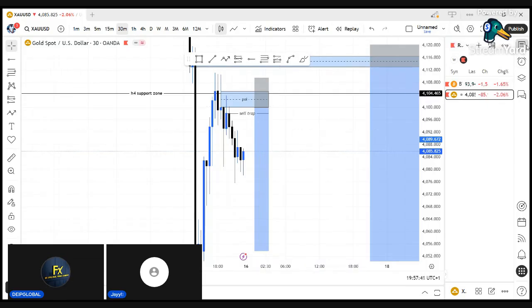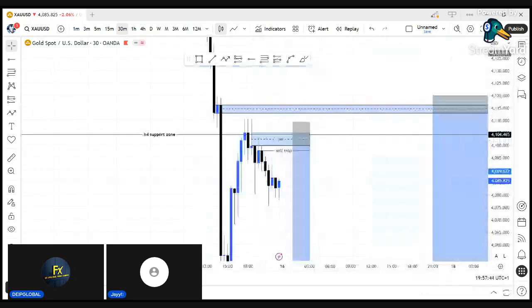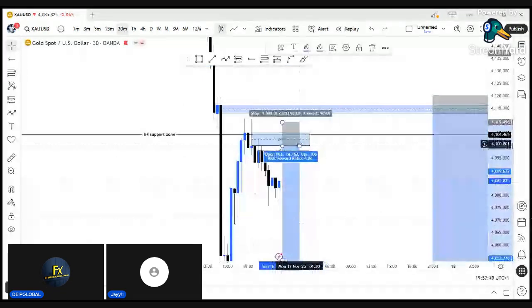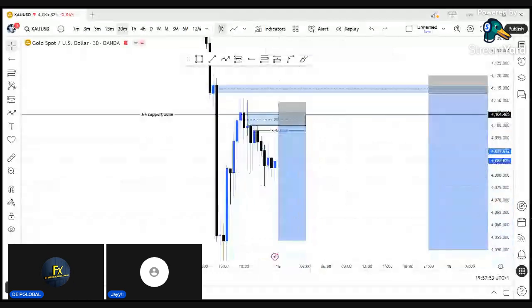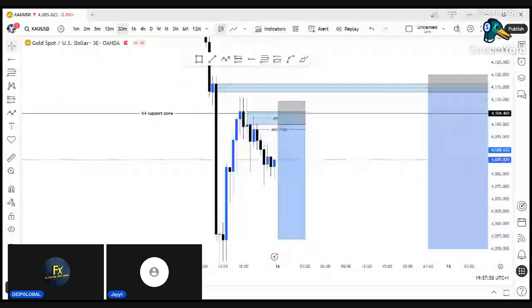So let me just do this, so we'll have a clearer view on what we're looking out for. This is what I'm expecting on XAUUSD. This is the analysis. Expecting gold to sell from that zone to that low right there. That's it. Do you have any question? No, not at all. Jay, do you have any question?